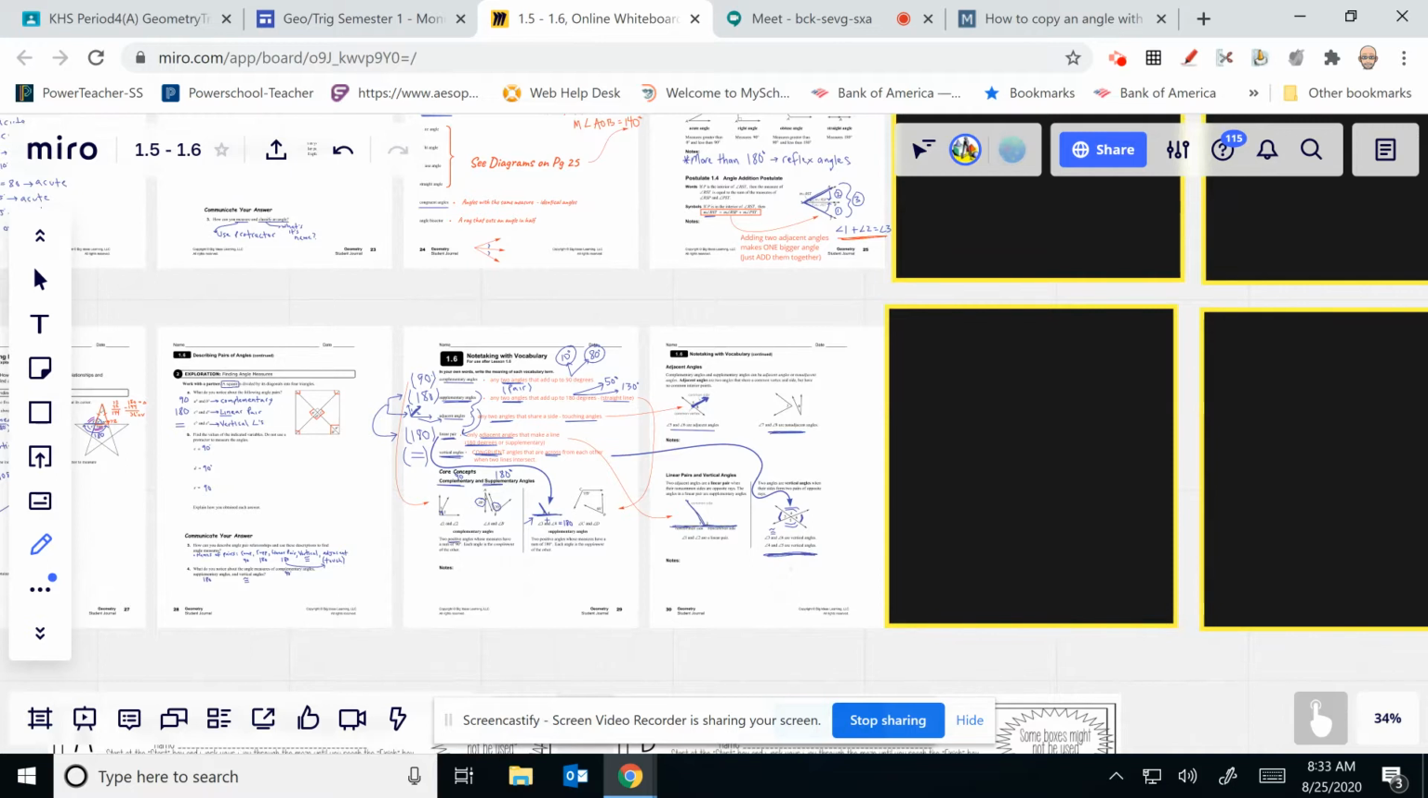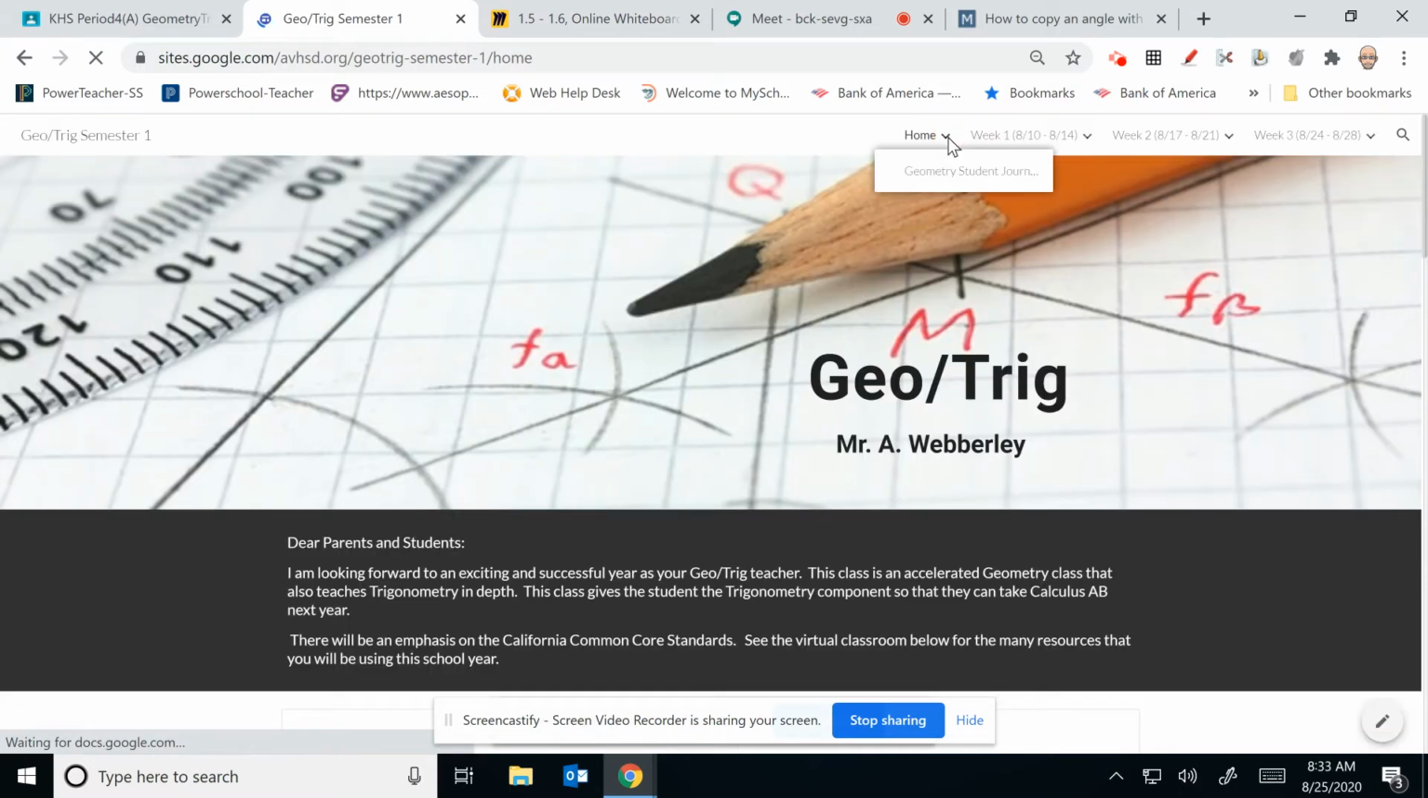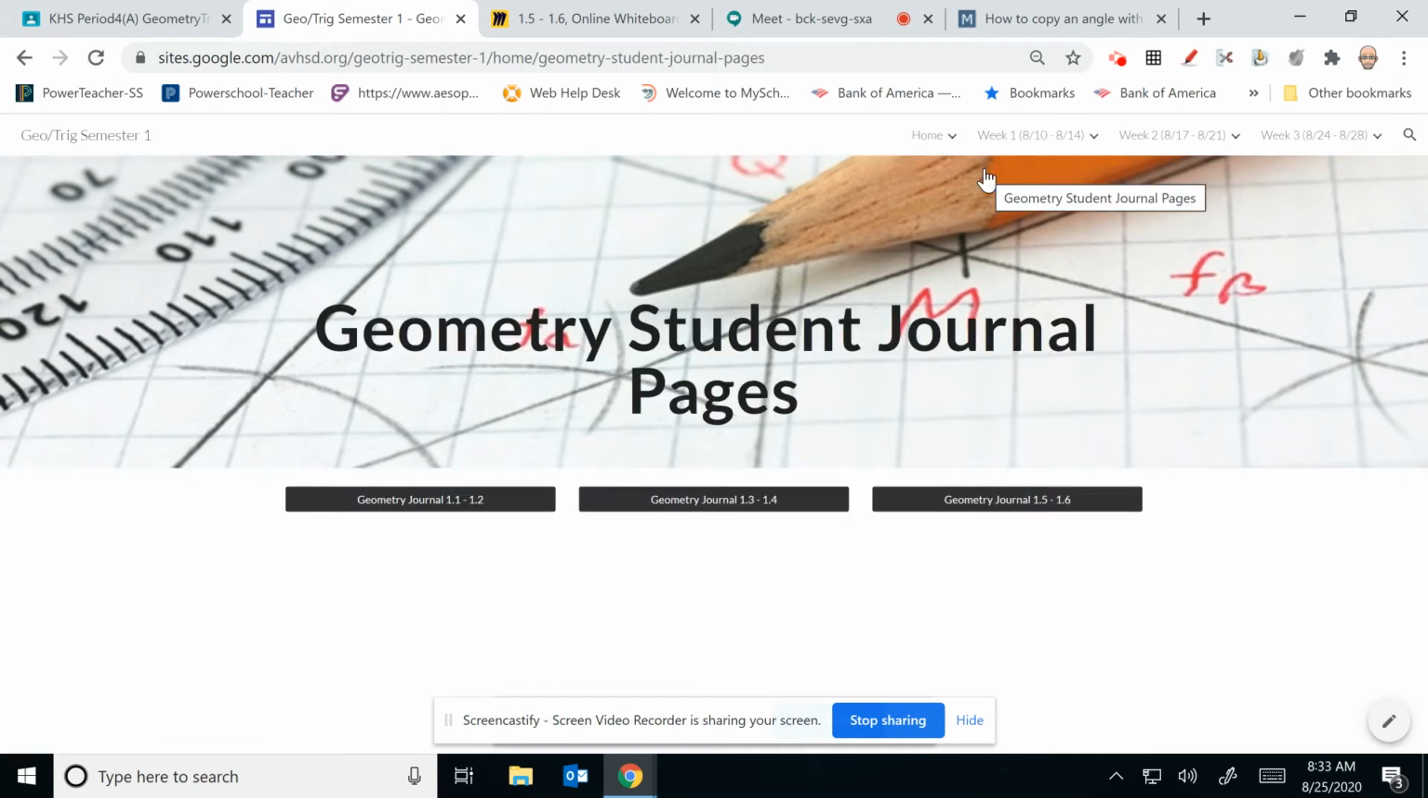I did forget to show you that. On the website, if you go up to the home page now, underneath the home page, I added the student journal. Right here, Geometry Student Journal is underneath the home page, and you have all of the Chapter 1 sections in there. So if you want to see any of the journal pages, you can click on any of those links and you can get to those journal pages. So that's underneath the home link, you've got that little drop down.